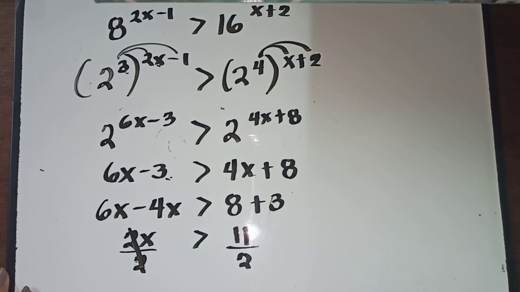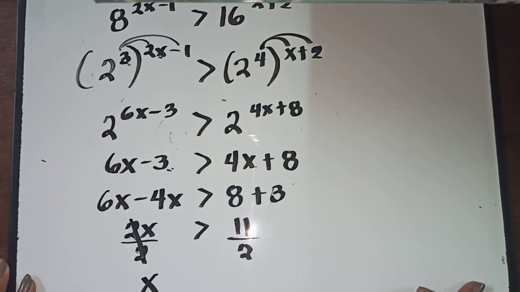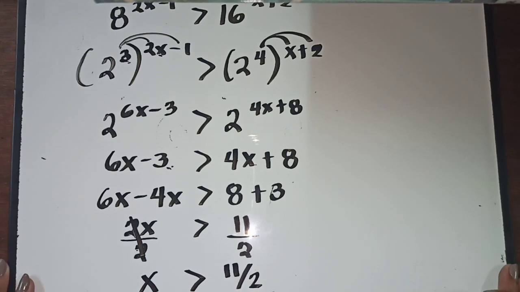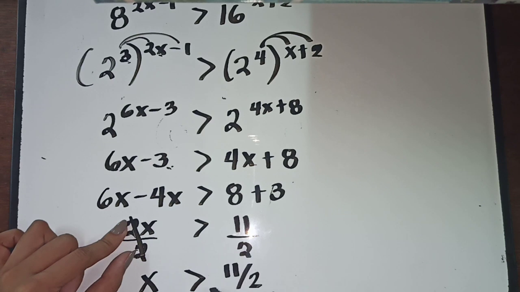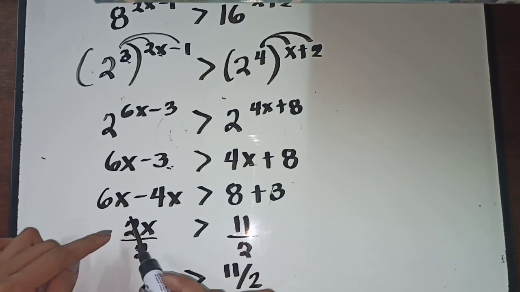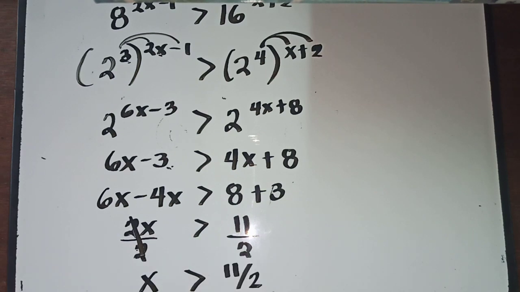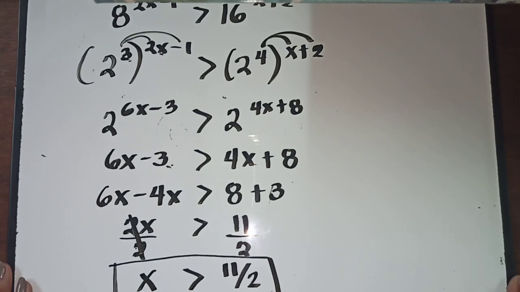And the value of your x is greater than 11 over 2. Okay. Again, the value of your x is greater than 11 over 2. So, nag-divide lang ako ng positive. So, again, the second rule, kapag nag-divide ka or nag-multiply ka ng positive, yung inequality mo ay hindi magbabago. Okay. So, positive yung dinivide ko, kaya yung greater than ay greater than pa rin. So, the value of our x or the solution is x is greater than 11 over 2.